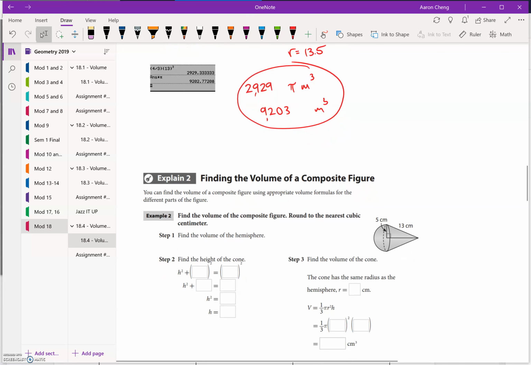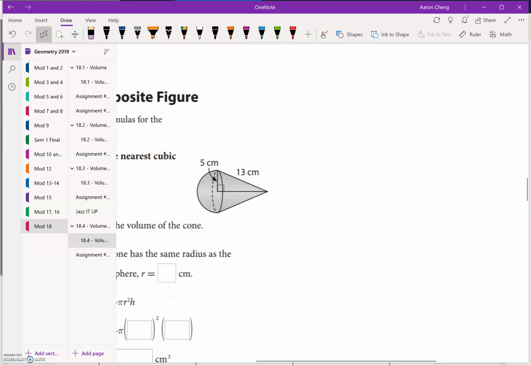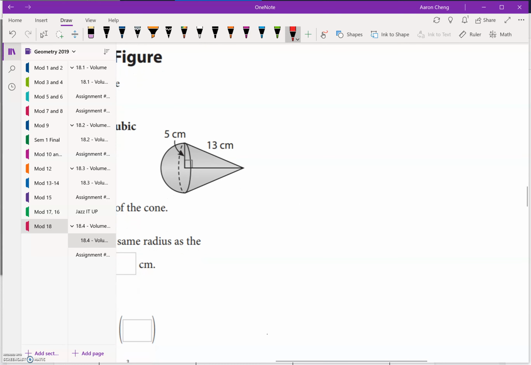What we really care about is composite figures. So in order to determine the volume of these figures, we need to figure out what they're both made out of. So in this case, we've got some ice cream cone shape. So we are going to figure out what a hemisphere plus a cone is going to be.